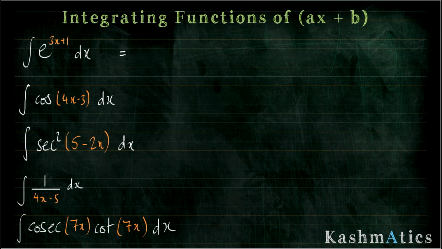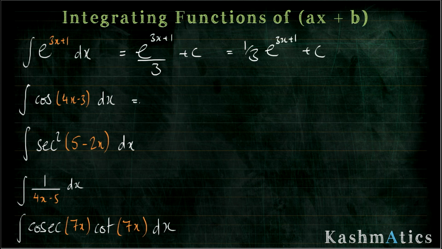So e to the something, when you integrate it, becomes e to the something. So in this case, I'll still have e to the 3x plus 1. And all I need to do then is divide by 3. So divide by 3 plus c. And some people like to write this as 1/3 e to the 3x plus 1 plus c, but that's entirely up to you.